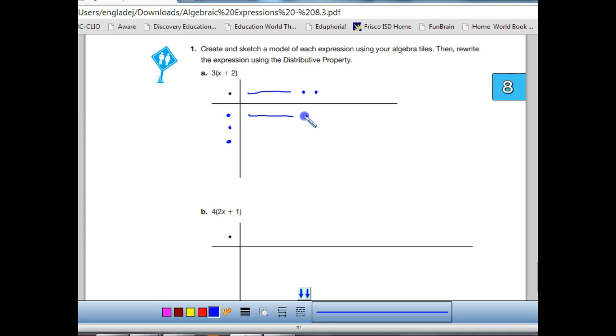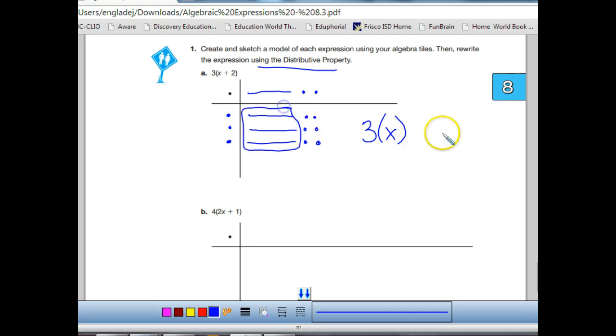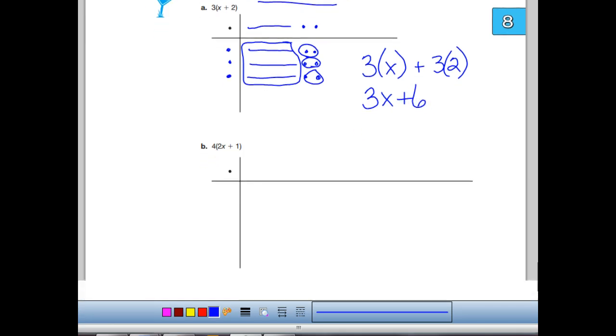And so we just repeated that x plus 2 three times, right? So what does the distributive property say? Because that's what it's asking me to do using the distributive property. So this means we did 3 groups of x, right? That's that 3 groups of x right here. But we also did 3 groups of 2. Here's 1, 2, 3 groups, right? So what did we say it equaled? 3x plus 6.